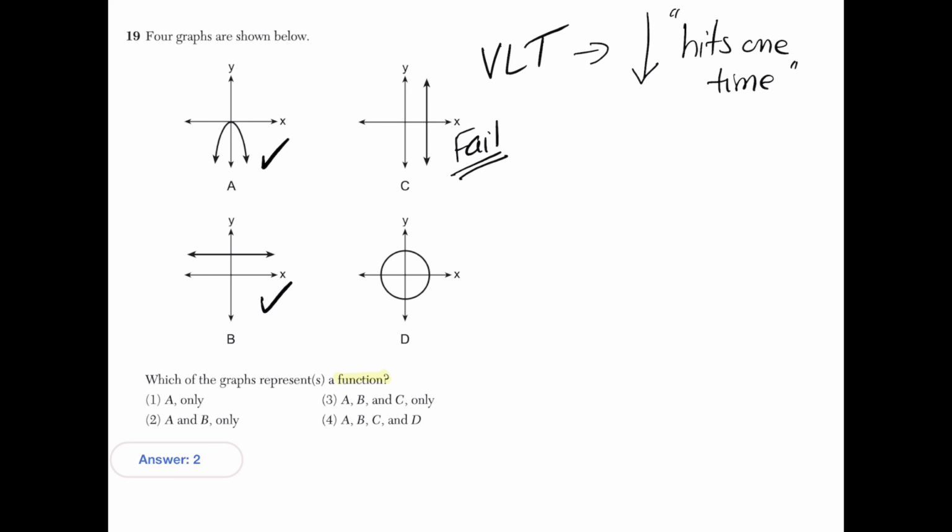And for D, because it's a circle, wherever I put this line down, except for maybe right here, I'm going to get multiple. Even if it fails one time, it fails. That's all I need for one time. So that's a fail. Here I can hit multiple times, so that's a fail. So it only works for A and B, and that is why 2 is the answer. It only works for A and B.